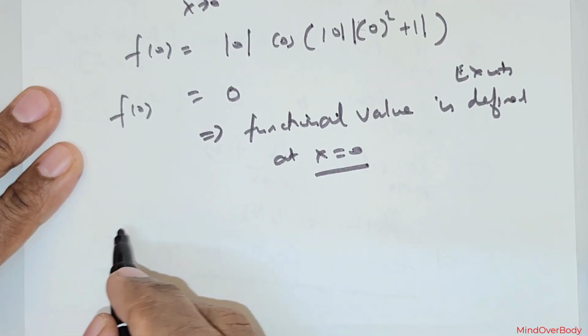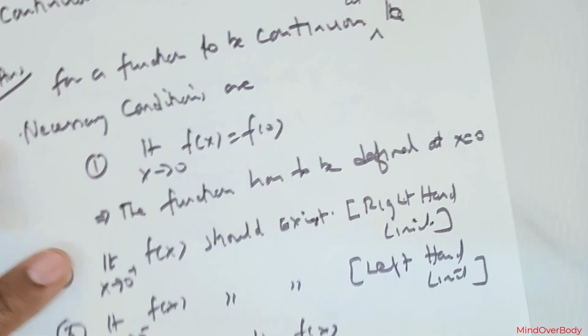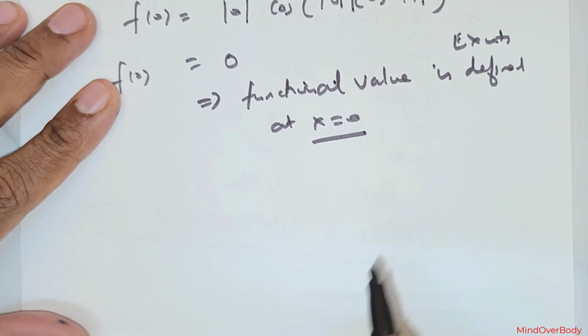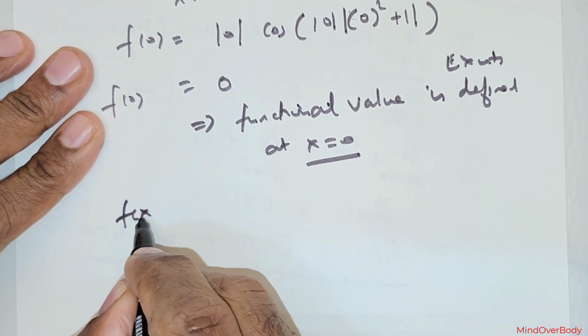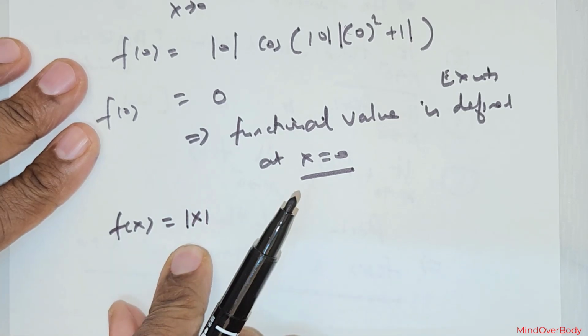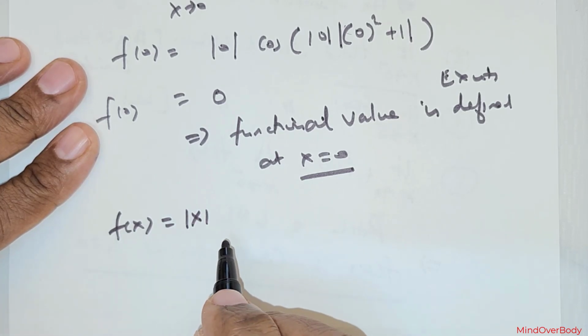Now let me go to the second stage. So what is the second stage? Find limit x tending to 0 plus of f of x. Now if I were to take f of x is equal to modulus of x, now I'm going to study this value modulus of x.